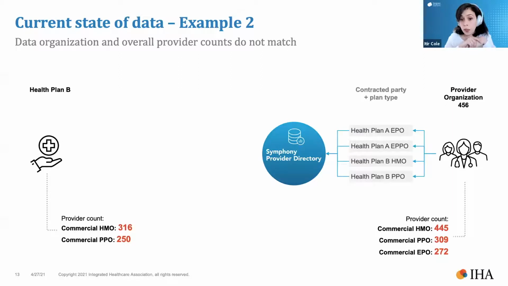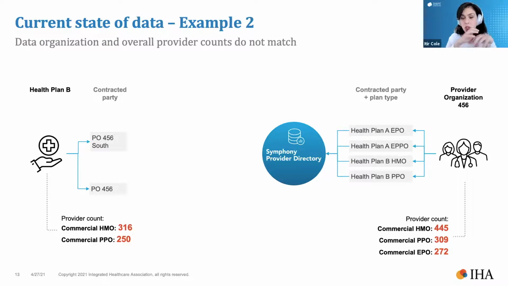When the provider organization shares this data with us, this is how they organize it. They tell us the contracted party and the plan type. They tell us for Health Plan A, for the EPO network, these are my providers. And on the health plan side, they again tell us, yes, I am contracted with this organization. However, I've broken them down into two separate entities in my system. One is PO 456 South. I'm making this regional distinction, and I'm also considering PO 456 a separate regional distinction.